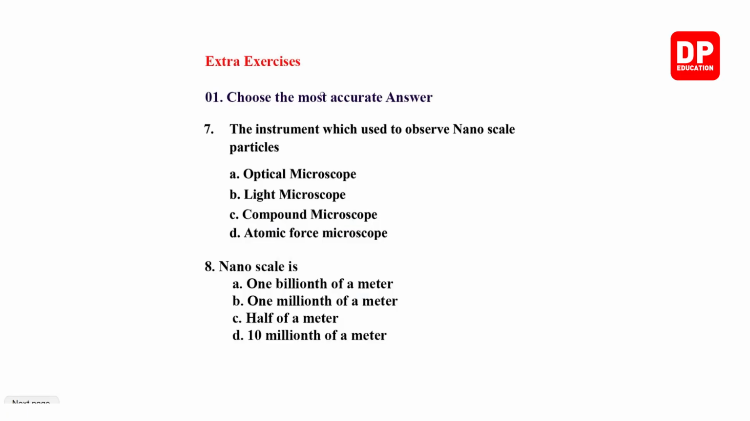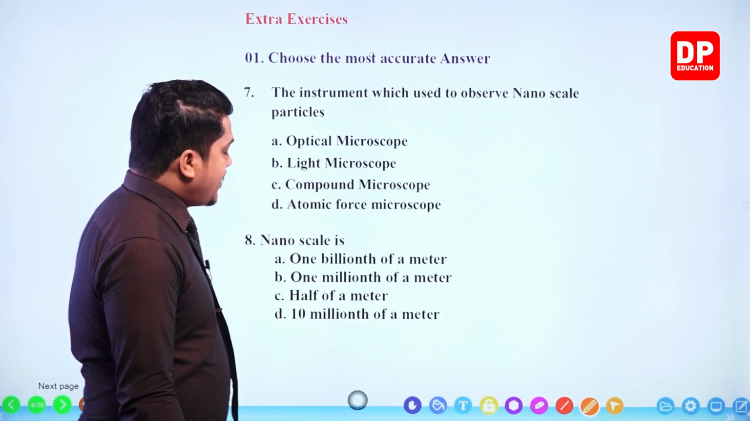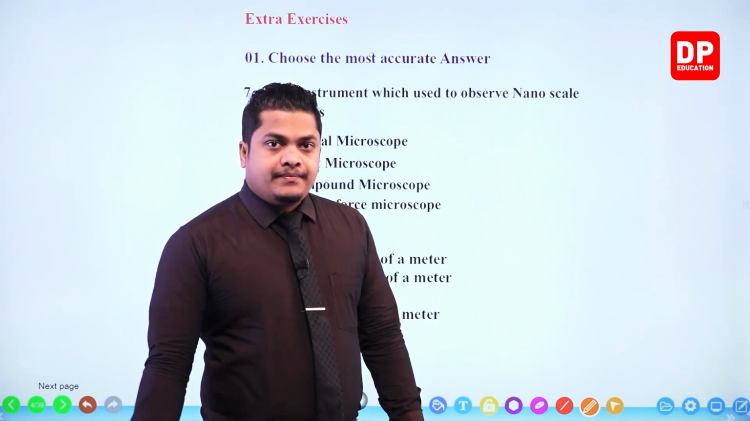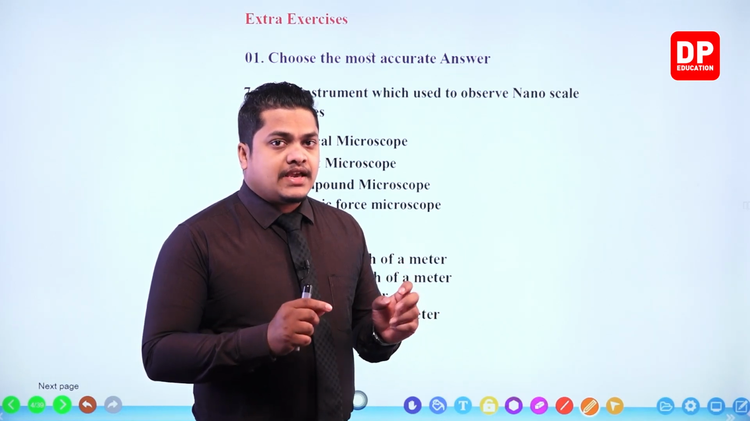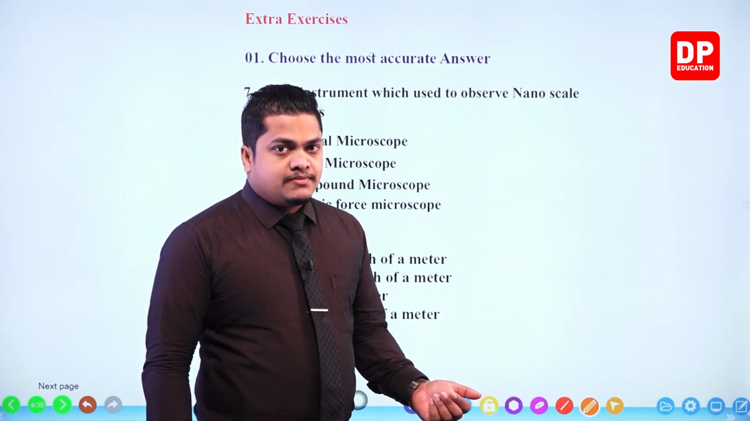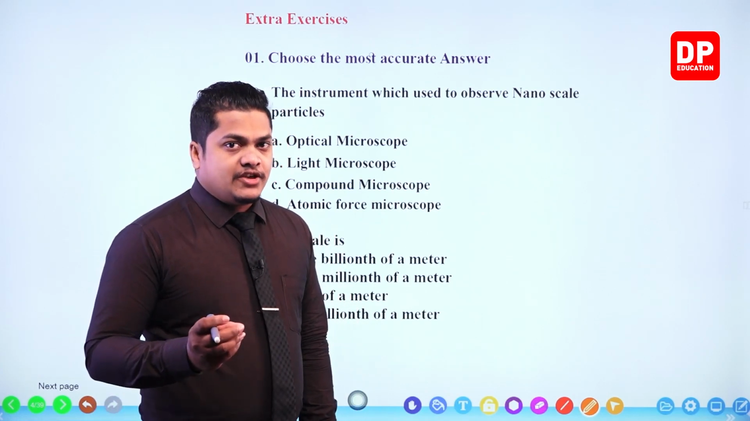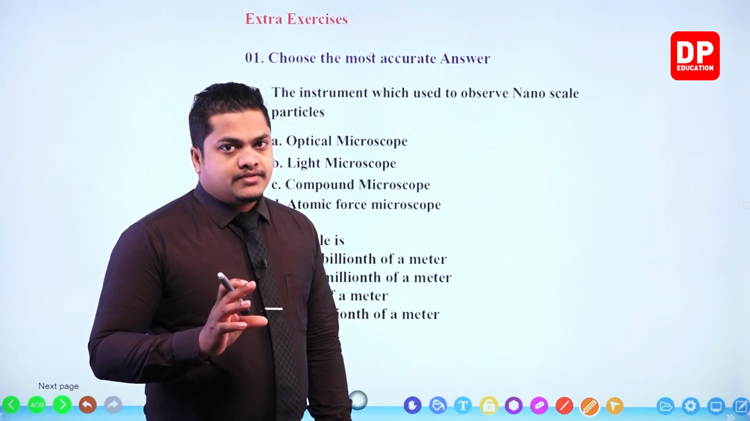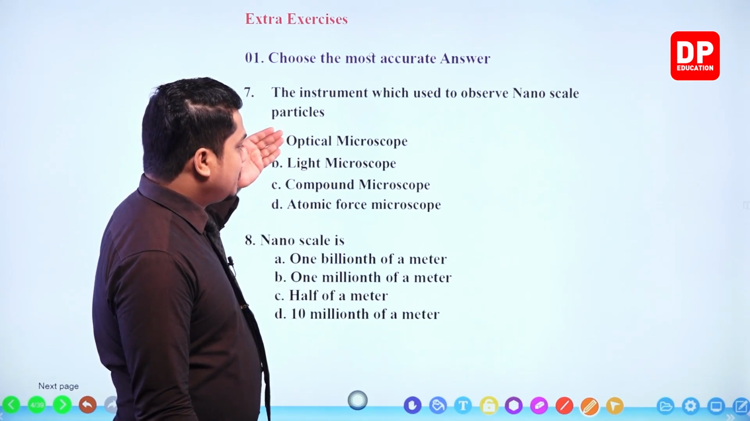So question number 7. The instrument which can be used to observe nanoscale particles. You know that nanoscale particles are very tiny, available in the scale of 1 to 100 nanometers. So we won't be able to observe these things by using an optical microscope. Optical microscope means, my dear children, here we are using light. So simply it is called a light microscope.